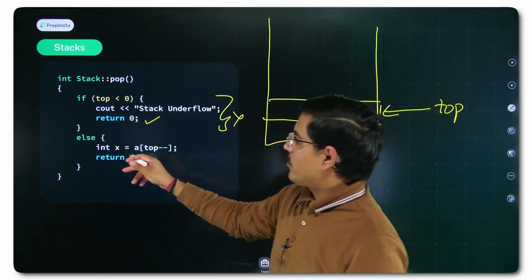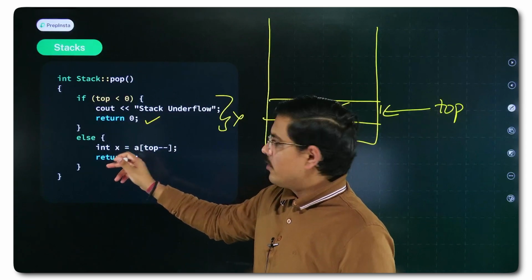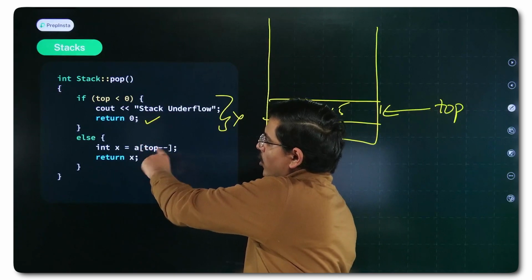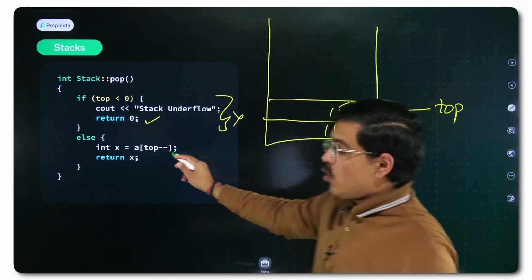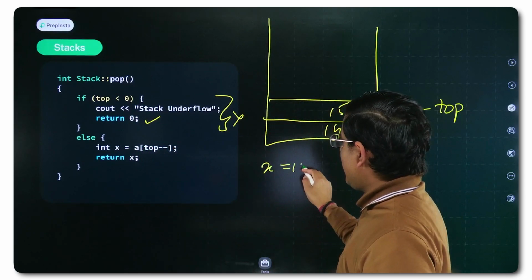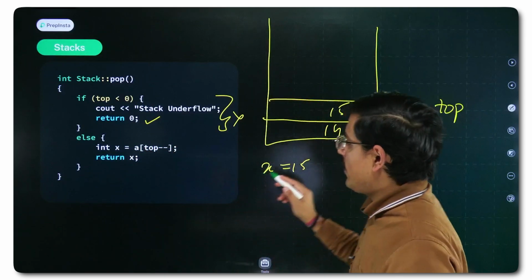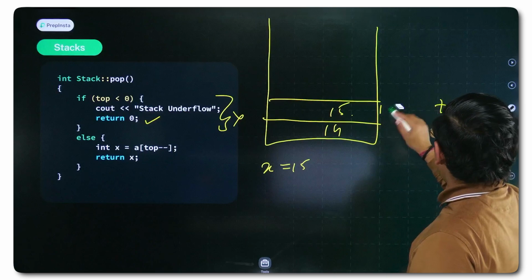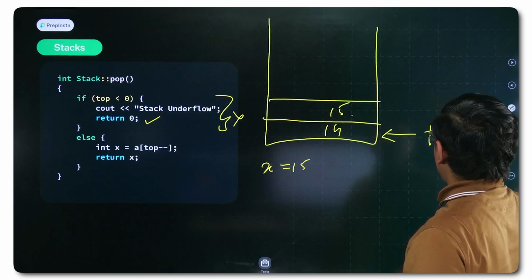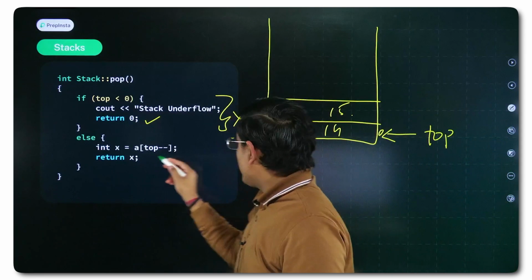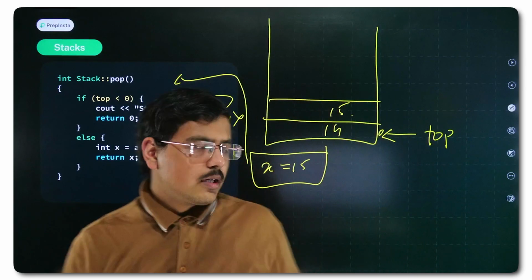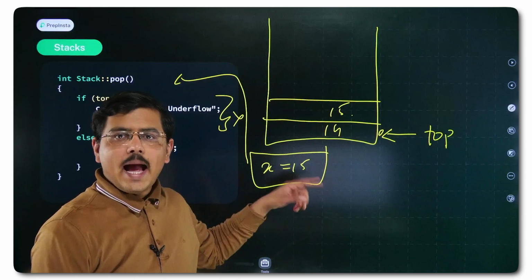First of all, the integer x, this variable which I have now declared, will store the value at a of top, which is 15. This is post decrement, so first this 15 is assigned to x. So x will have 15, and then top will decrement. Top was 1, top becomes 0, and you return x, you return this value to the function. And this is how pop happens.